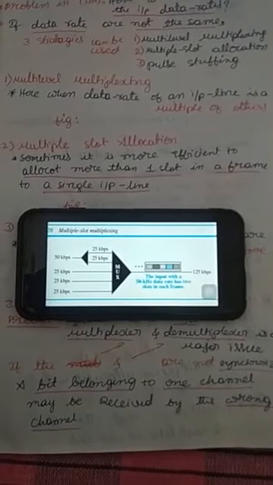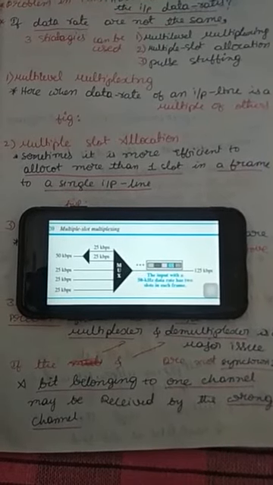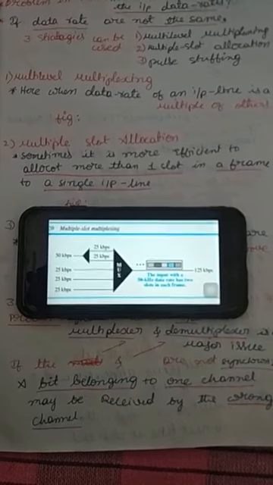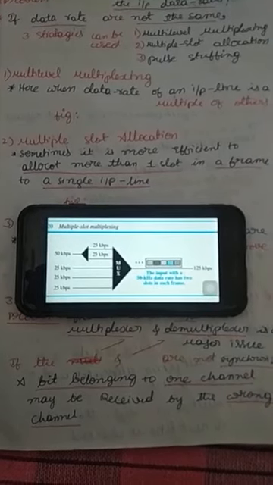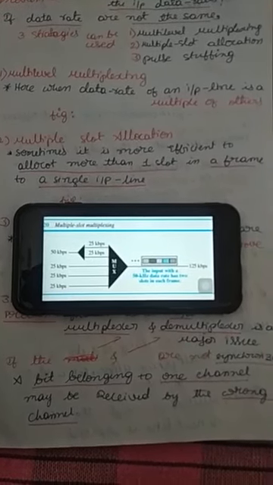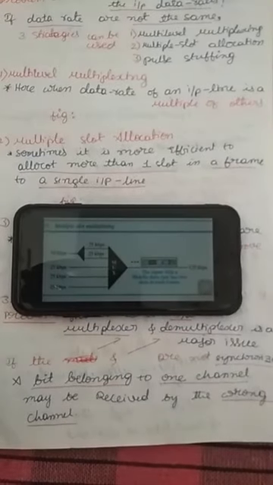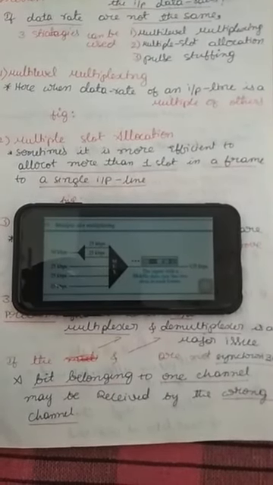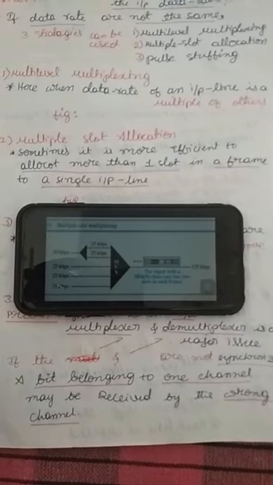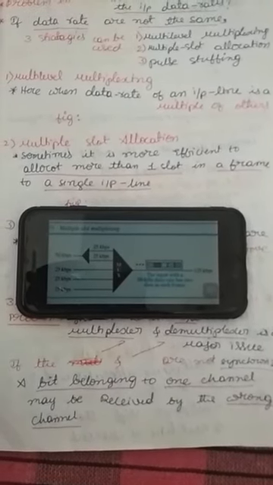Next one is multiple slot allocation. What is meant by multiple slot allocation? Sometimes it is more efficient to allocate more than one slot in a frame to a single input line. What does this mean?